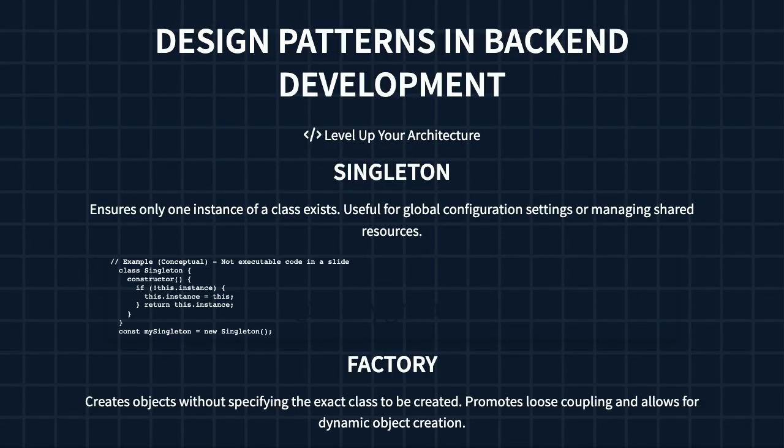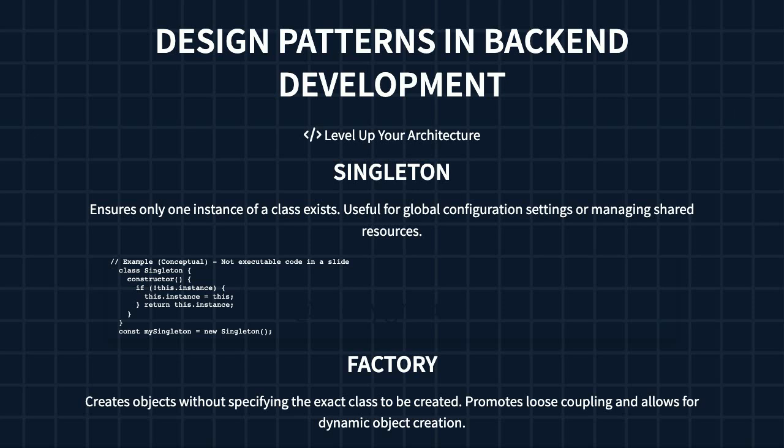Okay, let's talk about some key design patterns that are super important when you're building backends. First up, we have the singleton pattern. It makes sure you only ever get one instance of a particular class, perfect for things like global settings or shared resources. Then there's the factory pattern. It allows you to create objects without needing to know exactly which class they belong to. This is great when you're dealing with lots of different types of data.